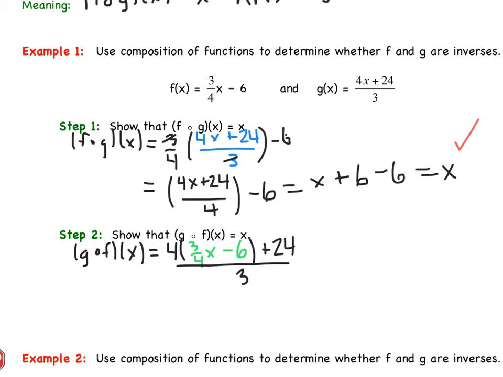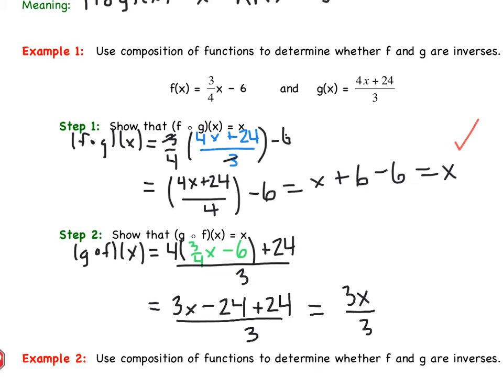So I'm going to think about distributing that 4 to the 3/4 and the minus 6. So 4 times 3/4 is just 3x. 4 times negative 6 is minus 24, plus 24, still over 3. Minus 24 plus 24, those cancel each other out. So I have 3x divided by 3, which gets me x, which once again is our desired result.